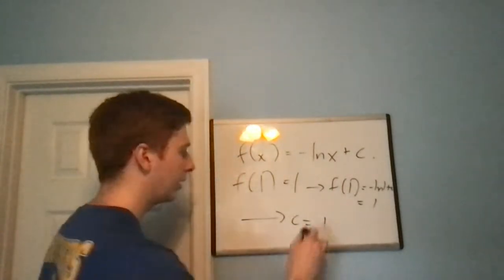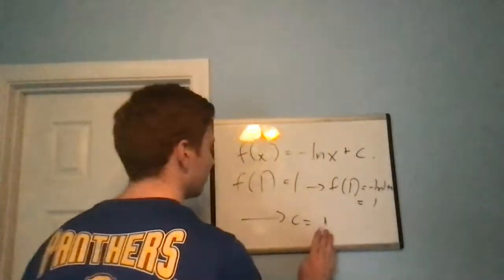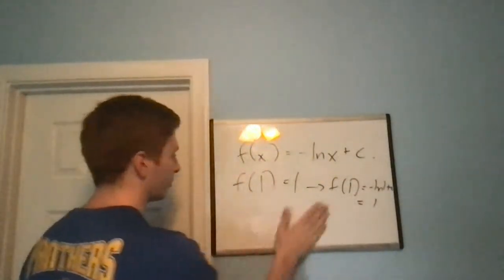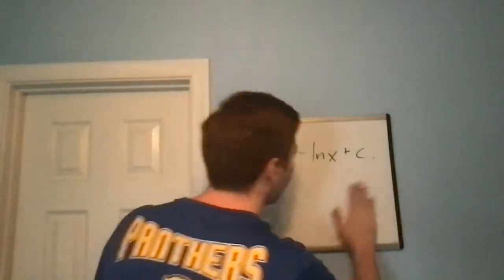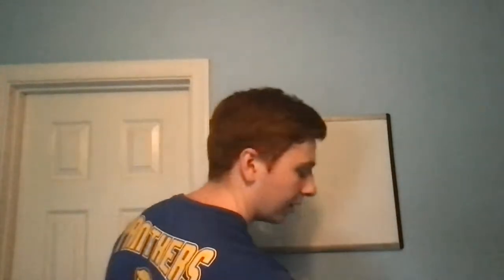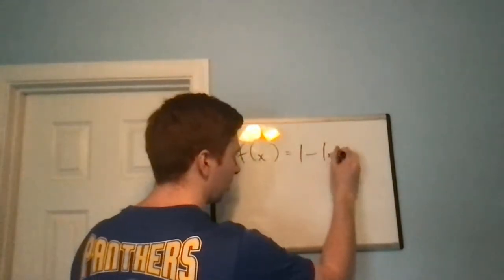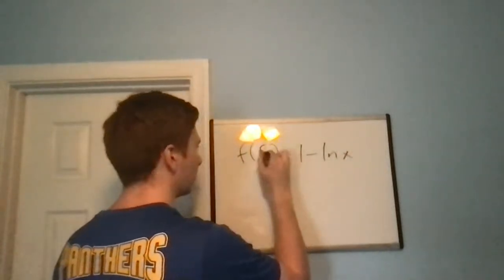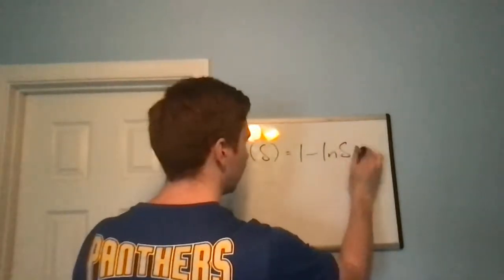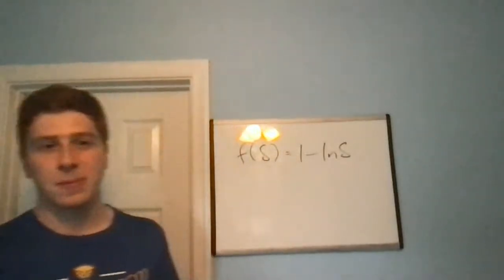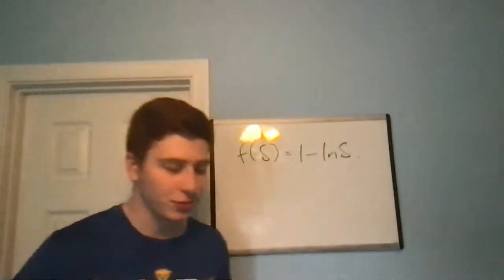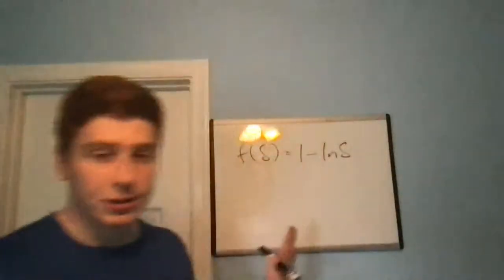Okay? Not super easy, I mean, it's easier than this whole thing. So c is 1, and we obtain f of x is 1 minus ln x, or f of delta is 1 minus ln of delta. Same answer as before, right? Same answer as before. I like the solution too, honestly.